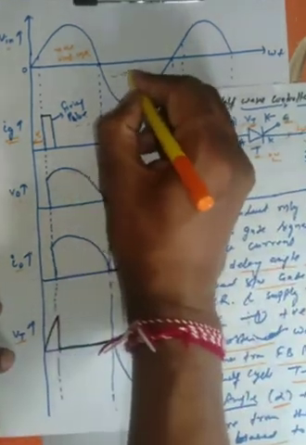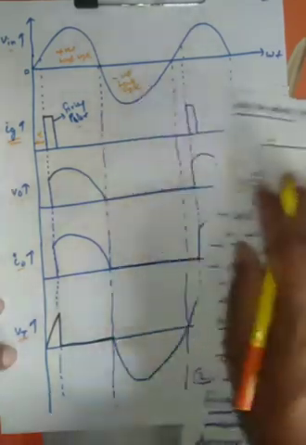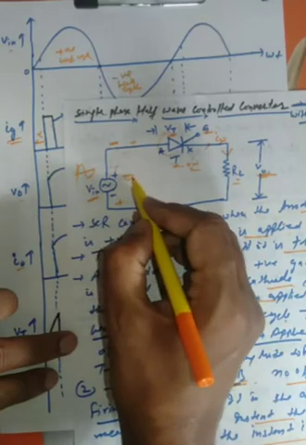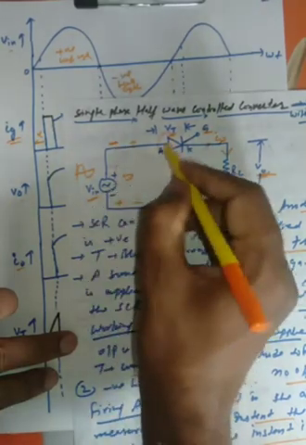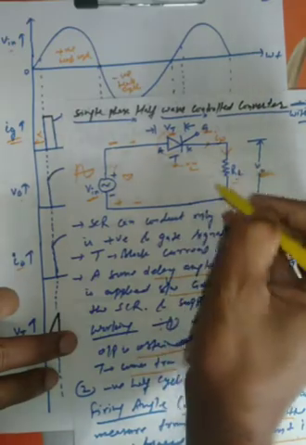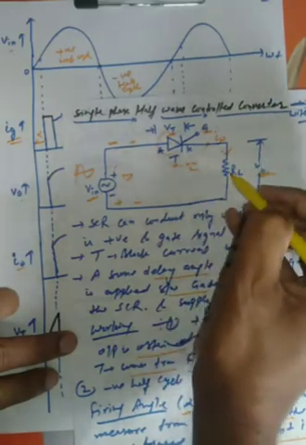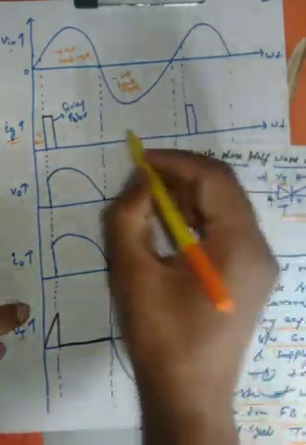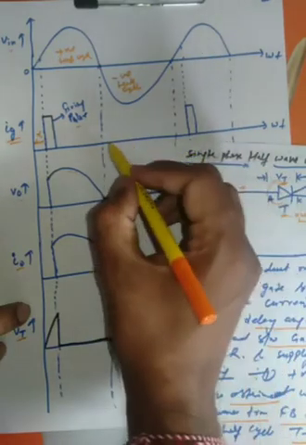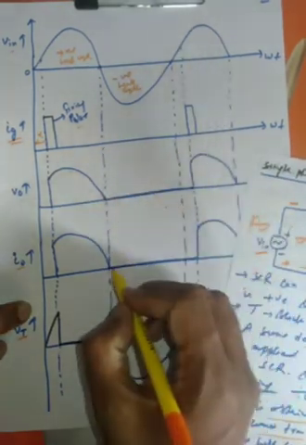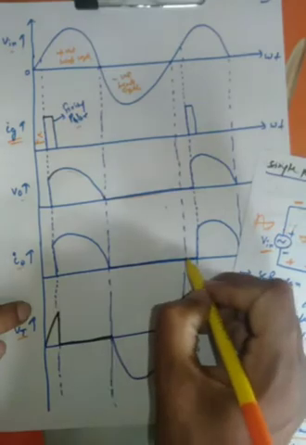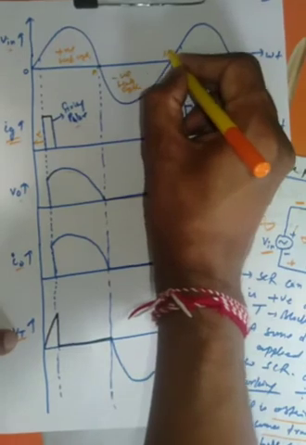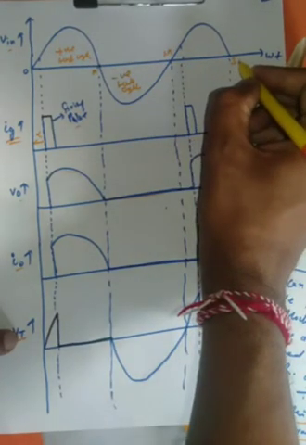And for the negative half cycle, what happened? When we supply the negative half cycle across here, it is negative here and positive there, so it is in reverse bias, and no voltage or current will be obtained across the output. So you can see, for the negative half cycle, whether the gate pulse is applied or not hardly matters, and the output voltage and output current will be 0 for the negative half cycle. Suppose this is pi, this is 2 pi and this is 3 pi.